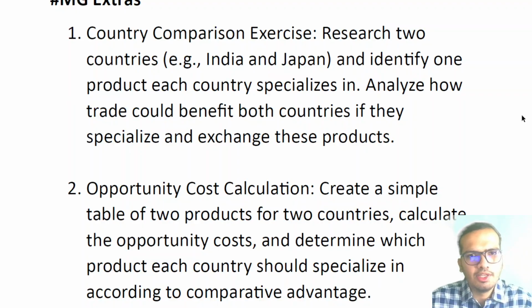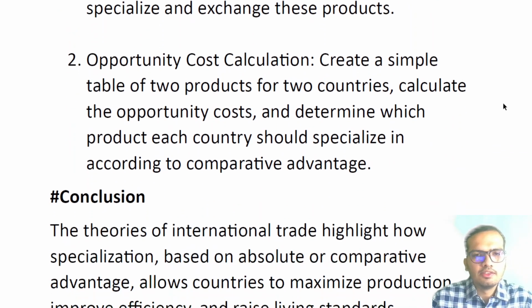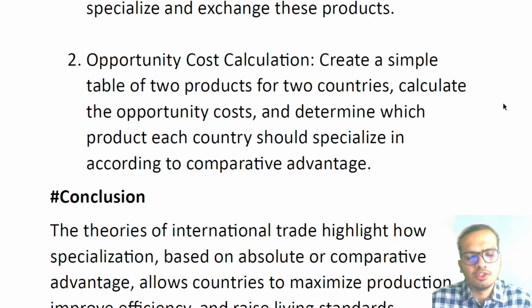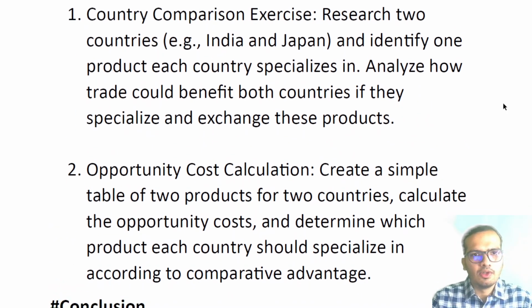Then come the extras. The first extra is a country comparison exercise. Research two countries, say India and Japan, and identify one product each country specializes in. Analyze how trade could benefit both countries if they specialize and exchange these products. Then the second exercise, opportunity cost calculation. Create a simple table of two products from two countries, calculate the opportunity cost, and determine which product each country should specialize in according to comparative advantage.